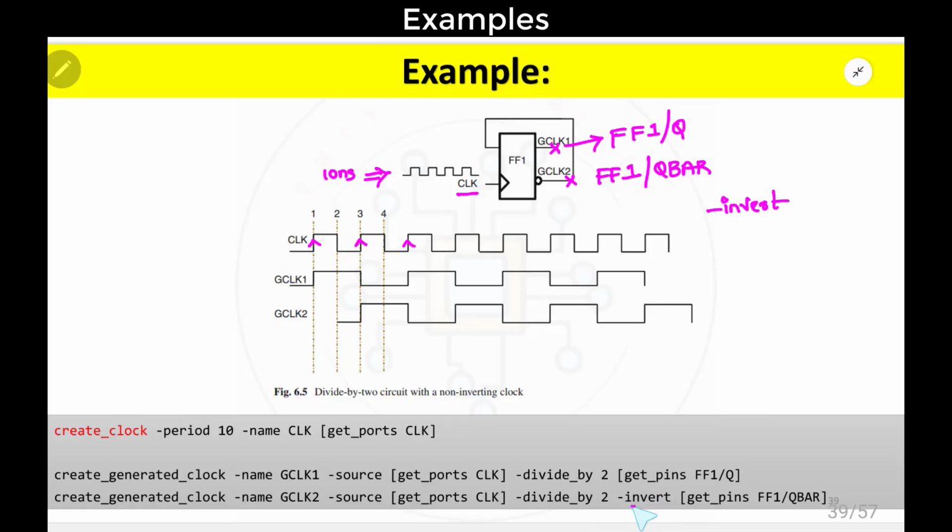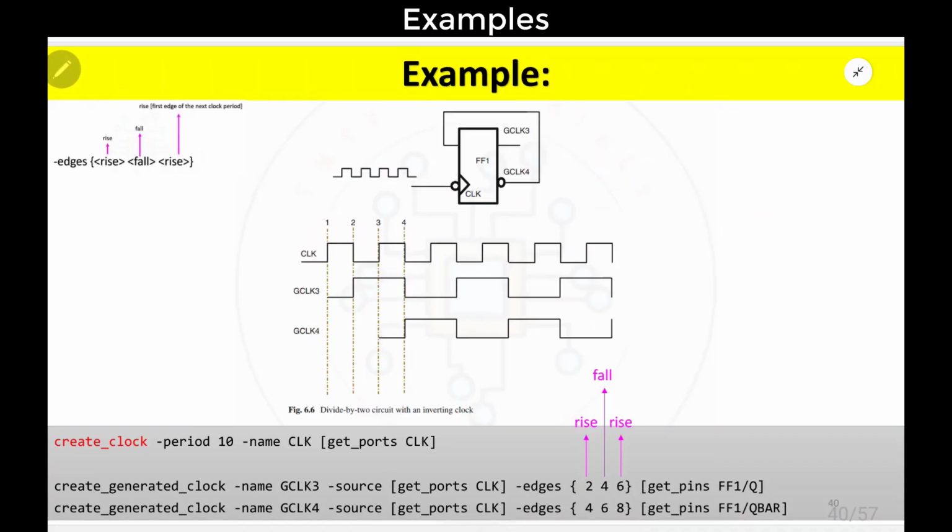This is very important. Why? Because there is a bubble. If you observe here, there is a bubble which is inverting. So -invert get_pins flip flop 1 Q bar. So simply this is a nomenclature which I am following. This is D, this is Q, this is Q bar and this is CK, the clock pin. So this is how we need to write the constraint for this particular design.